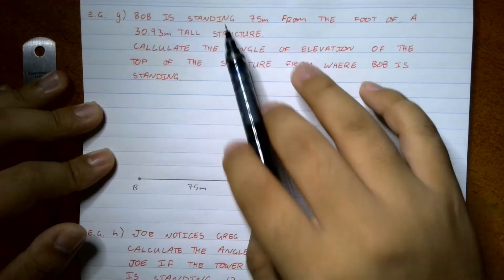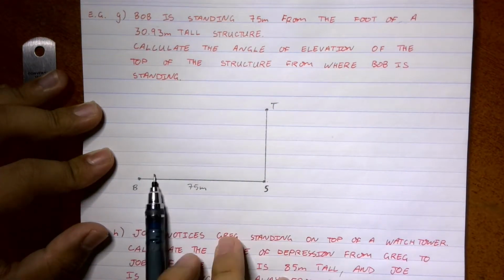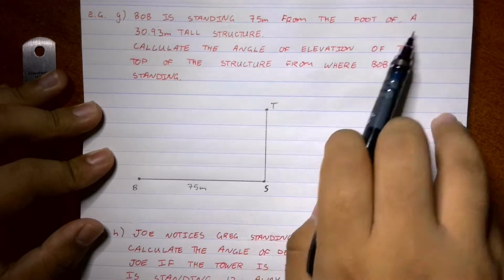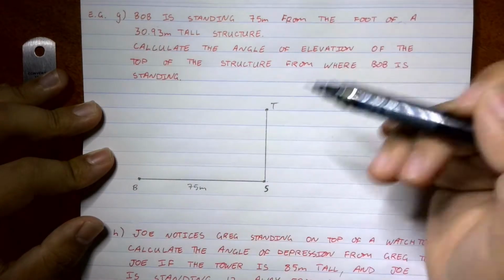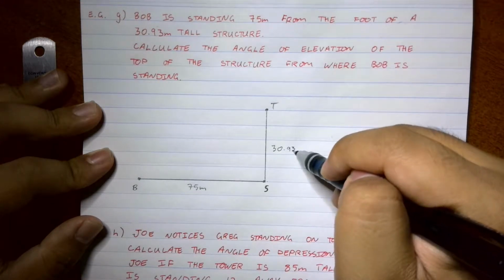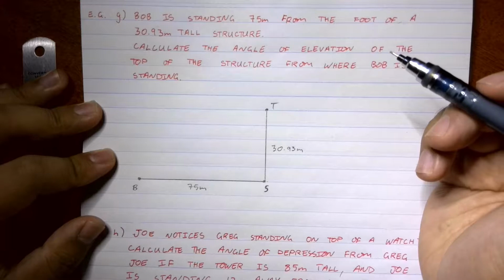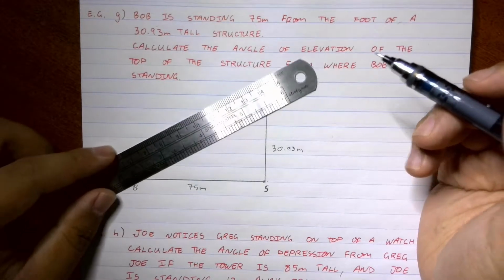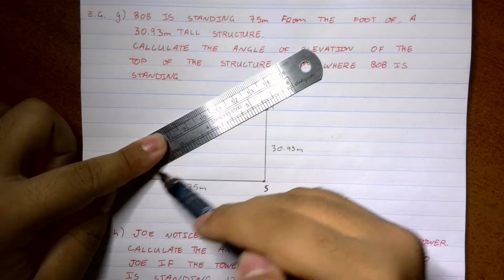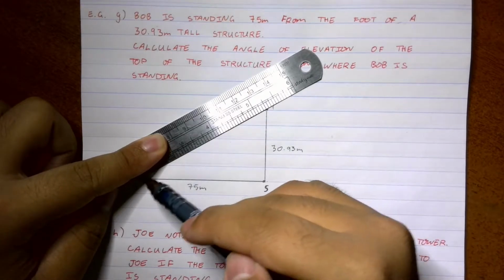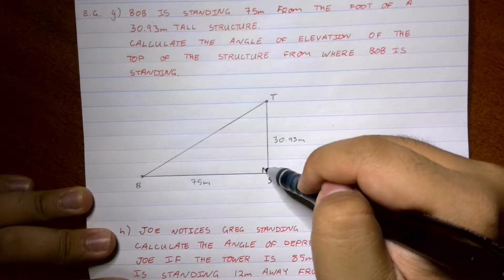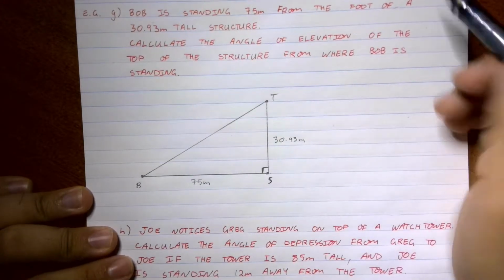Bob is standing 75 meters from the foot of a 30.93 meter tall structure. So this must be 30.93 meters. And here we have our triangle, and a 90-degree angle.